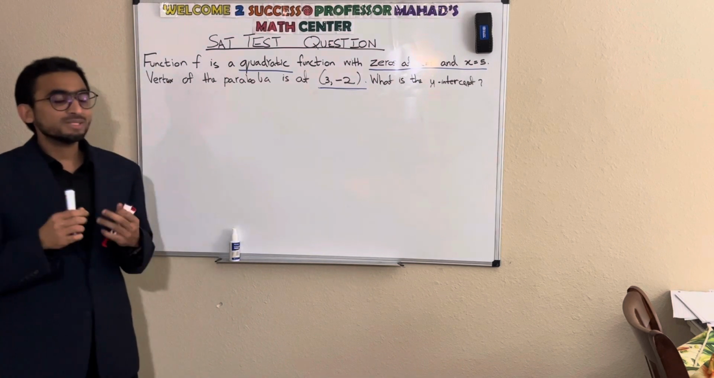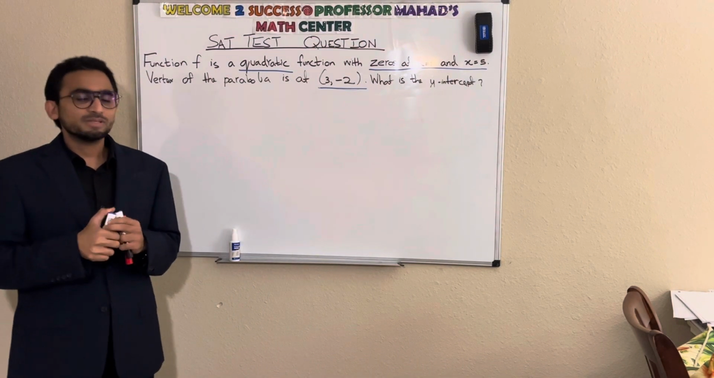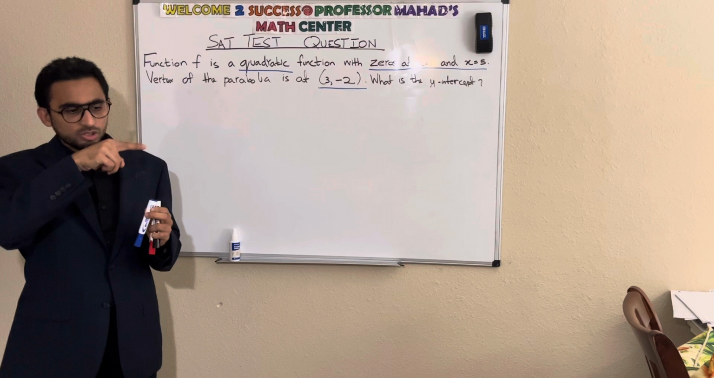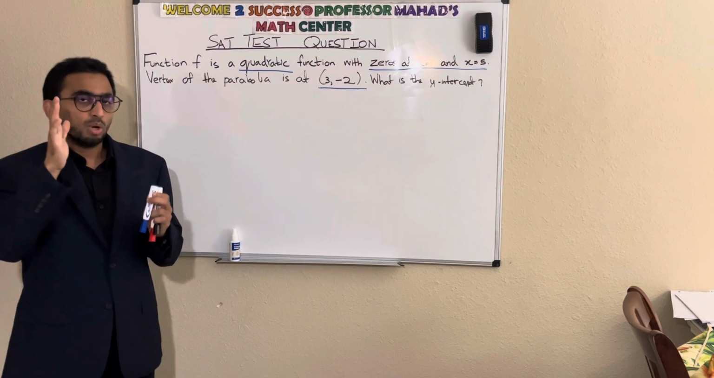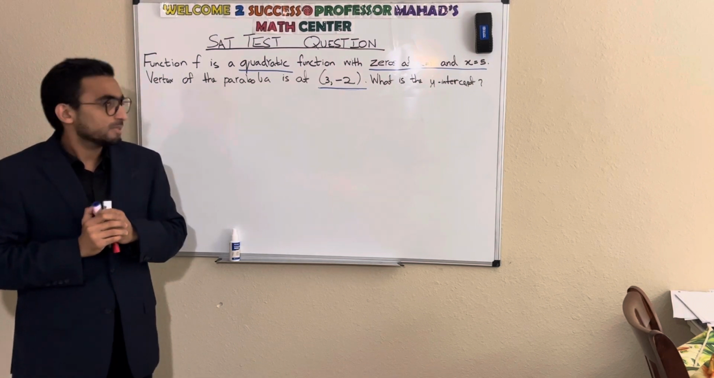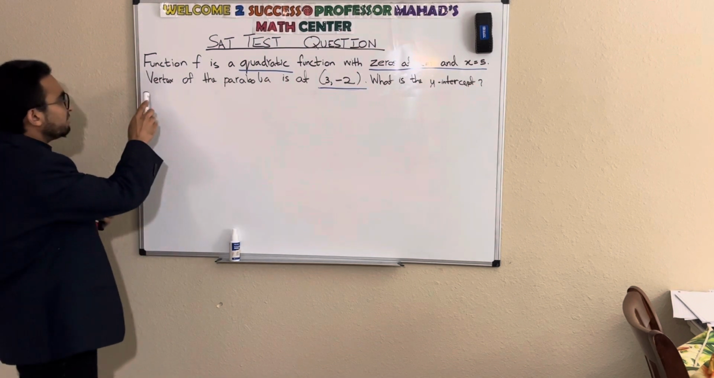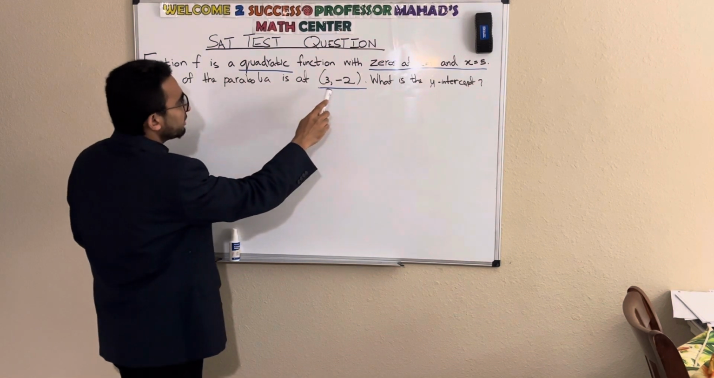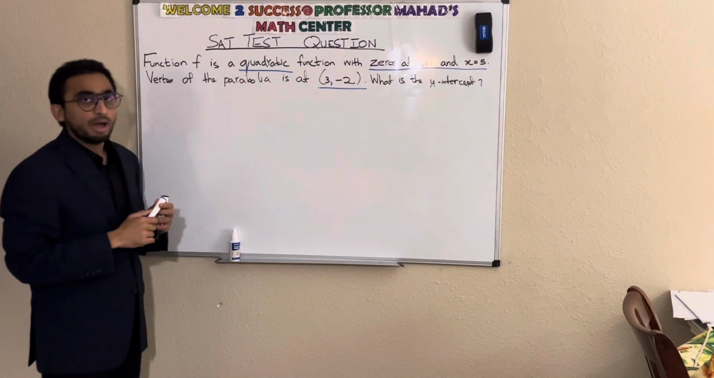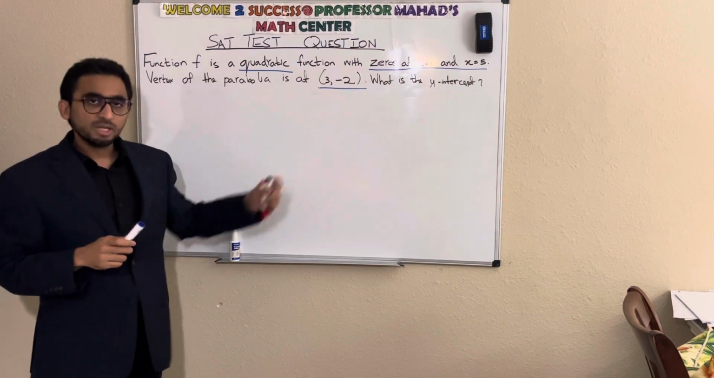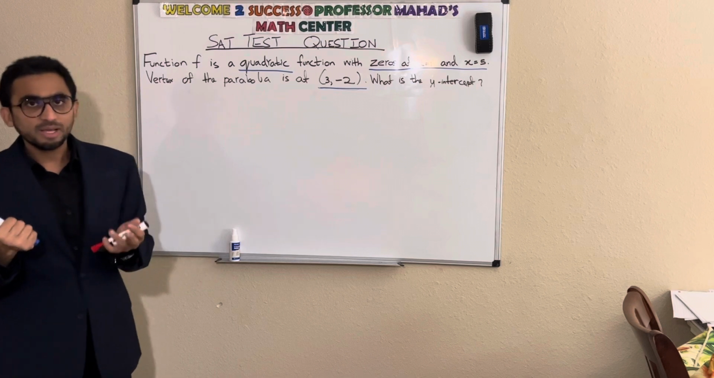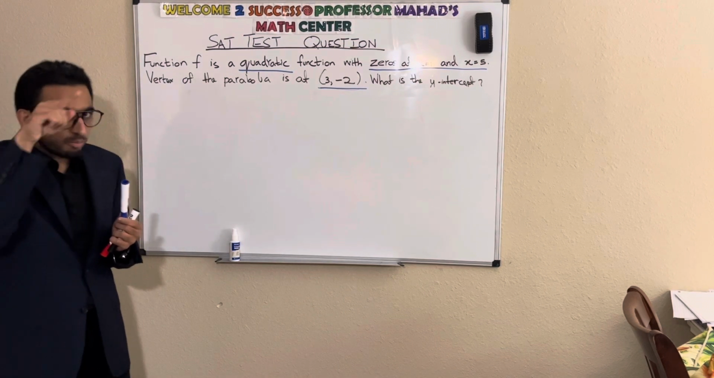Now, what are the zeros of a quadratic function? They're simply the points at which the parabola, the graph, will intersect the x-axis. Just in case you guys forgot, they have given you the vertex (3, -2). Now, the vertex is the turning point.